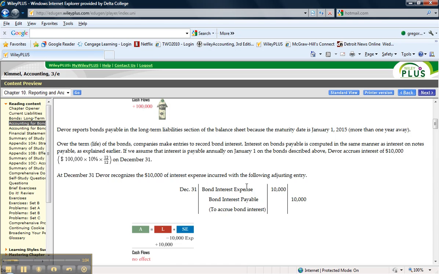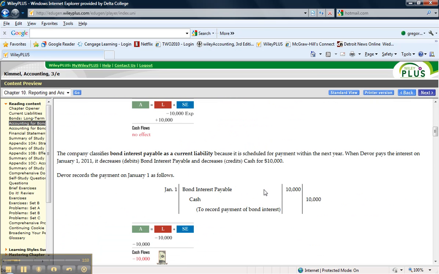So here's the entry to record the bond interest expense. This is no different than a note payable scenario. Paying off that interest, no different here either. You pay off the interest payable and credit cash. Notice there's no debit to bond payable here because the bond itself is not being paid off. That is some future maturity date, and that will be paid off at that time.